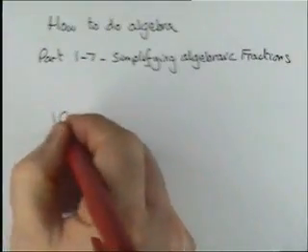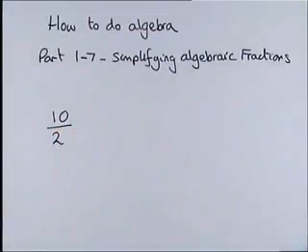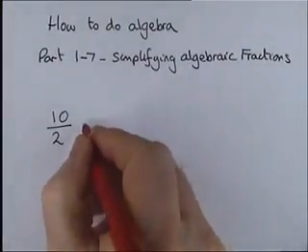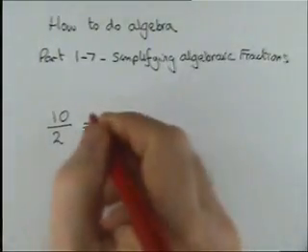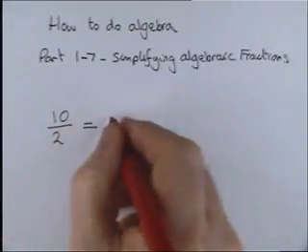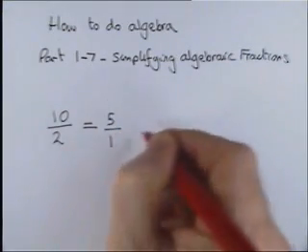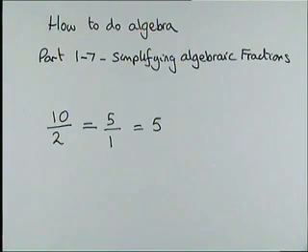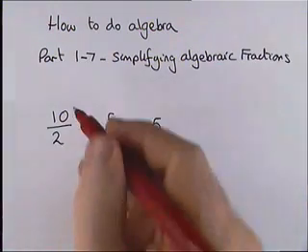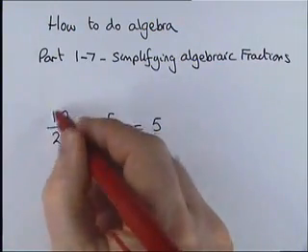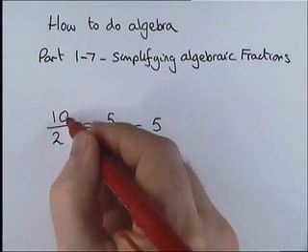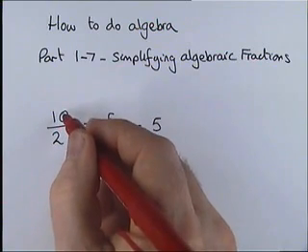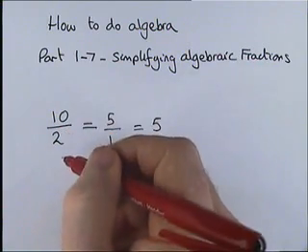So let's look at this very simple example, 10 divided by 2. Now, we all know the answer is 5, which is fantastic, but let's think about how we get there. Well, we could write that as 5 over 1, and 5 over 1 is 5. Okay, but let's think about why we wrote 5 over 1. We knew that there was a common factor in the 10 and the 2, which meant we could divide both top and bottom, the numerator and the denominator, by that number 2.